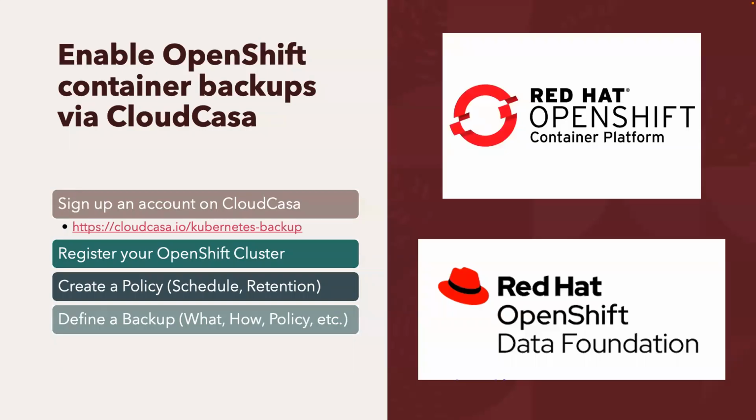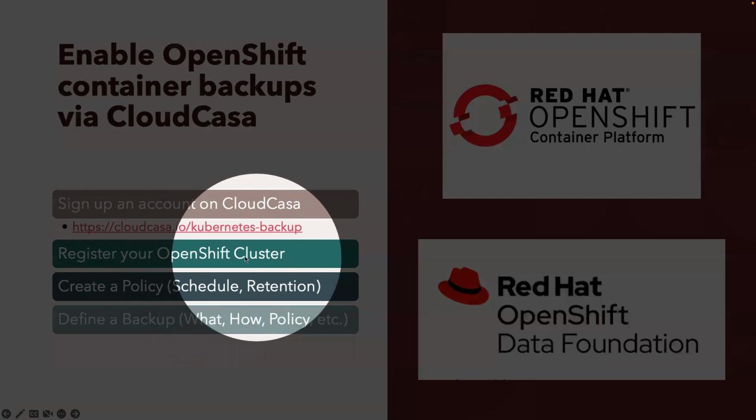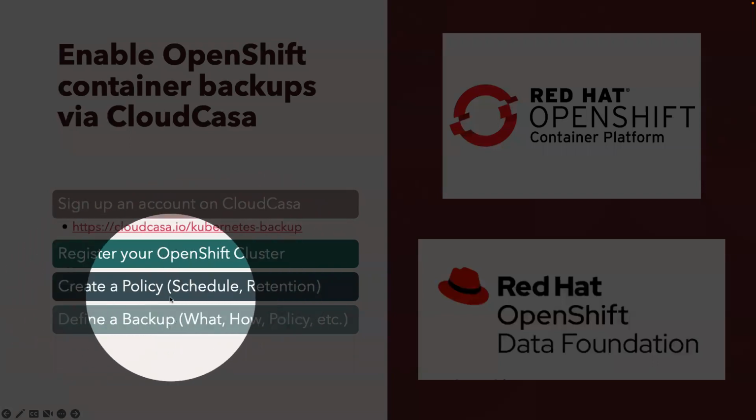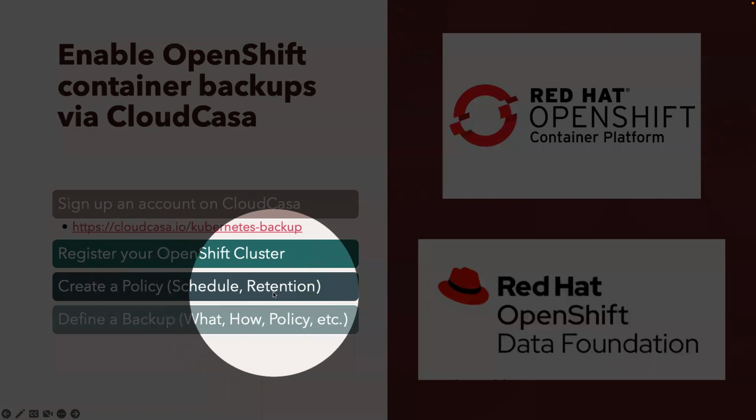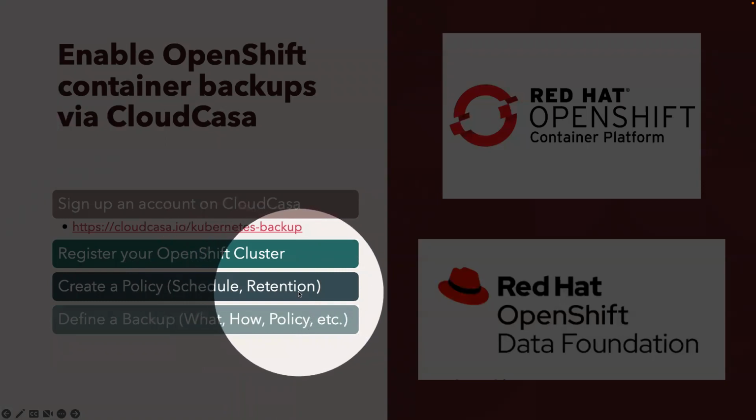So how to enable OpenShift container backups via CloudCasa? It's one of the best Kubernetes backup as a service tools. A couple of steps. If you don't have an account, obviously you need to sign up for an account with CloudCasa, and then register your OpenShift cluster with the CloudCasa web console. After that, you create a policy. The policy basically includes how often you want to schedule the job, how long you want to keep.